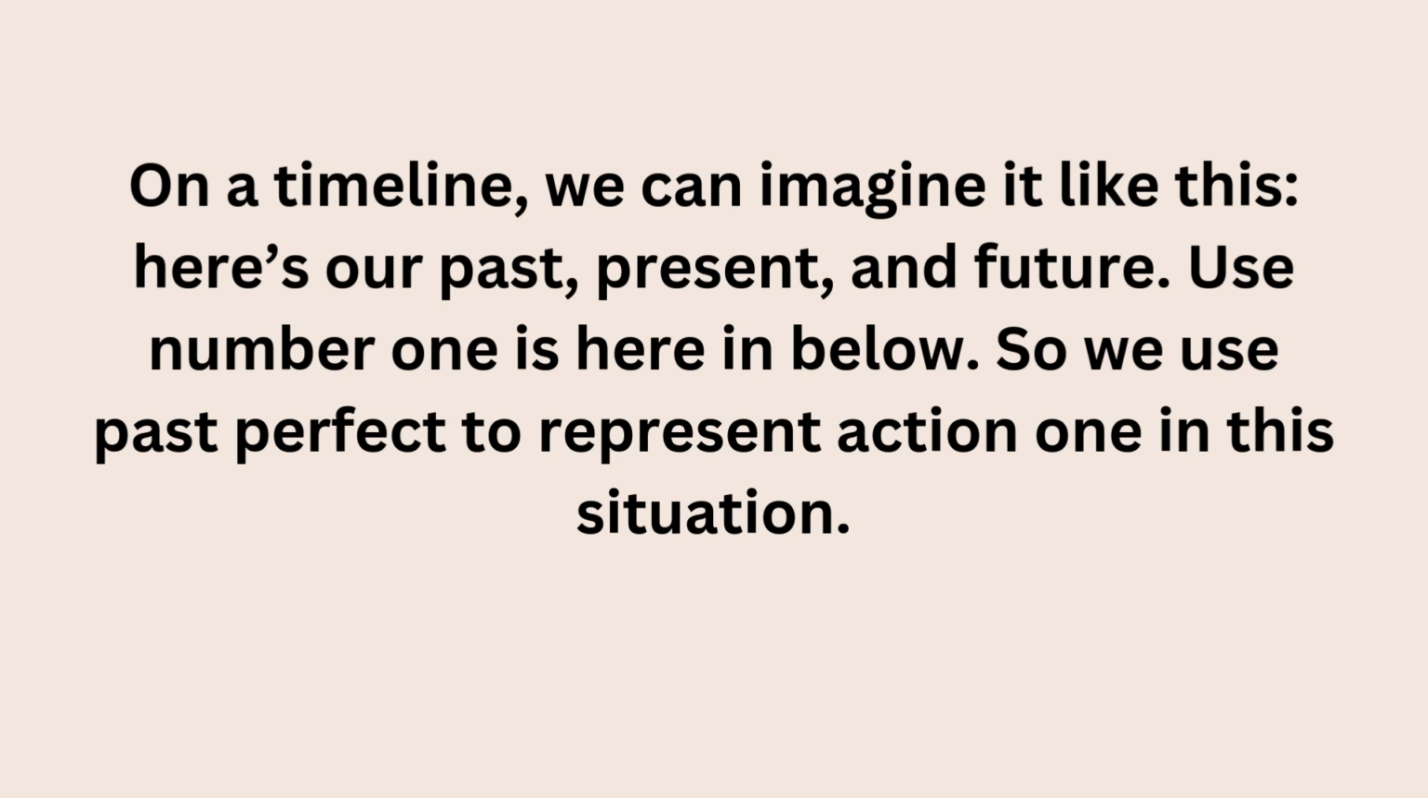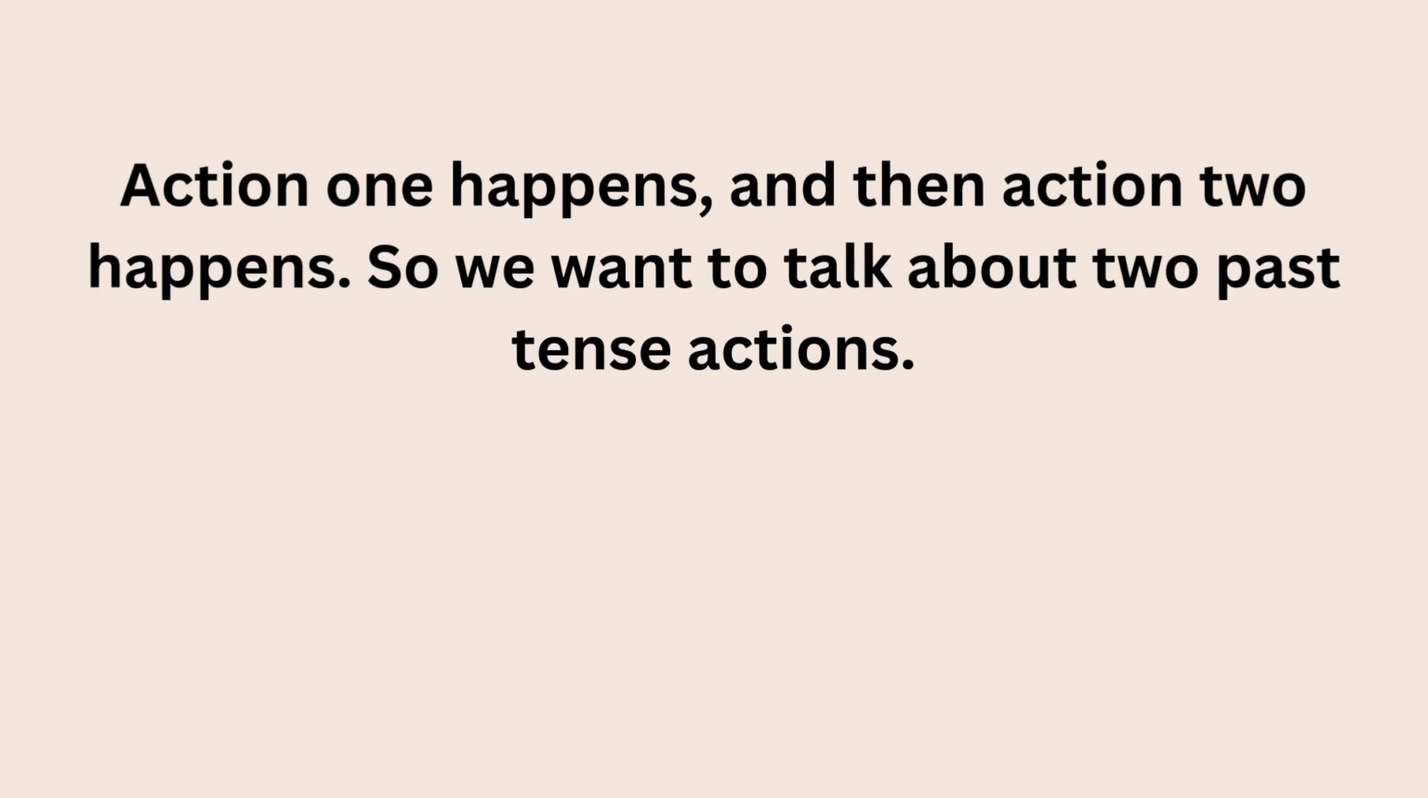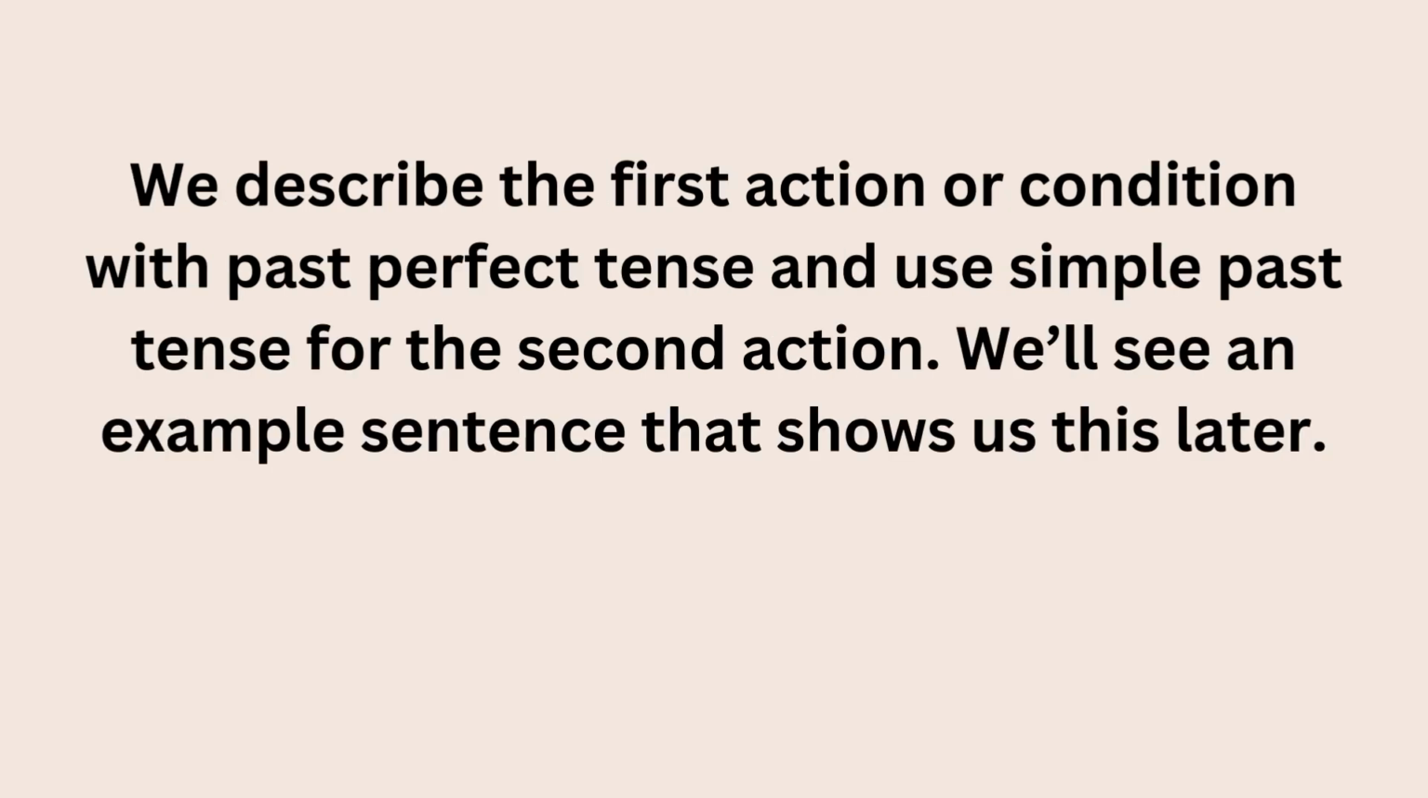Use number 1 is here in blue. So we use past perfect to represent action 1 in this situation. Action 1 happens, and then action 2 happens. So we want to talk about two past tense actions. We describe the first action or condition with past perfect tense and use simple past tense for the second action. We'll see an example sentence that shows us this later.